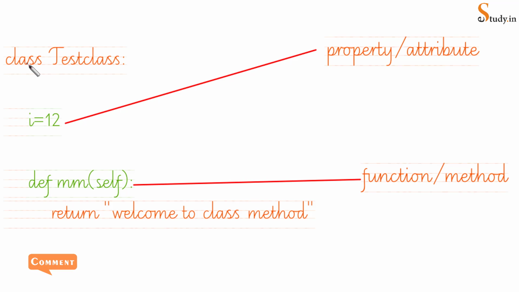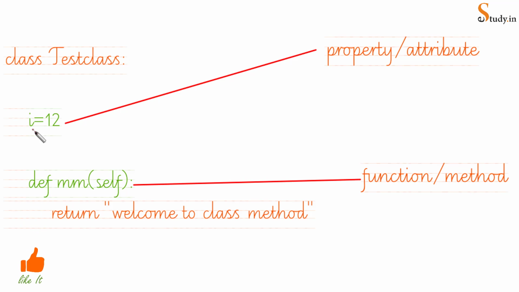Just like in functions, when you define a function you write the def keyword, similarly when you are defining a class you will write the class keyword. Class is a keyword followed by the name of the class. This can be any user defined name. I'm calling it test class. You need not write class in the name; you can just write test. Class is a keyword, it has to be written like this. After that comes the name of the class followed by a colon, just like we put after a function name.